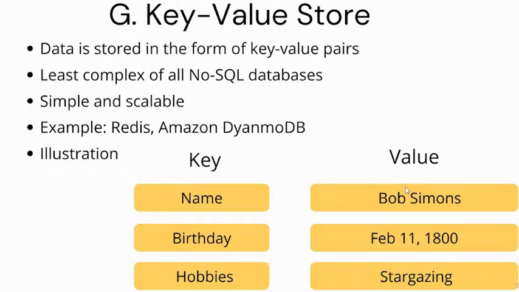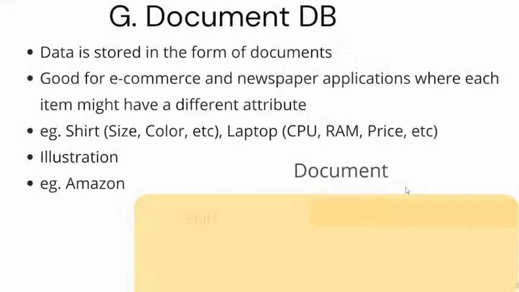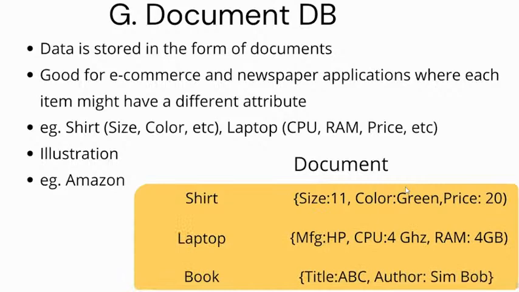Now, if you understand what a key-value database is, let's try to understand the next type of NoSQL database, which is document database. In document database, data is actually stored in the form of documents. This kind of database is good for e-commerce and newspaper applications where each item will probably have a different attribute. So let's take an example of Amazon or eBay. Here you have different types of items that are stored in the database. Each of these items, let's say shirt and laptop, has their own attributes. So for this kind of databases, you will use document database.